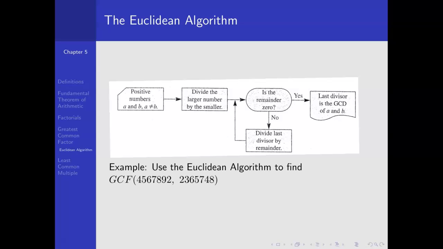So in this example, we're going to use the Euclidean algorithm to find the greatest common factor of 4,567,892 and 2,365,748. So those are two large numbers. It is not at all clear what the greatest common factor should be just looking at the numbers. We could try and do prime factorizations of those, but large numbers are not so easy to do prime factorizations. It can take a really long time, which is why we want another approach.